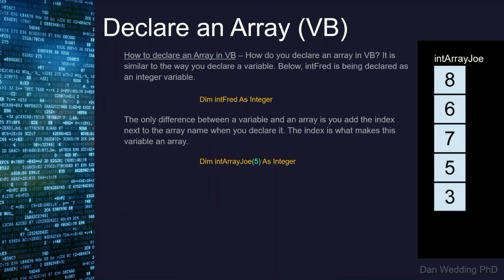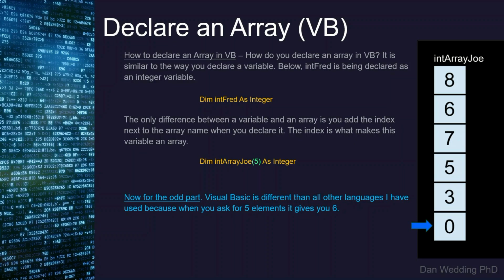How do you declare an array in VB? It's similar to the way you declare a variable. Below, int_fred is being declared as an integer variable. The only difference between a variable and an array is you add an index next to the array name when you declare it. The index is what makes this variable an array.